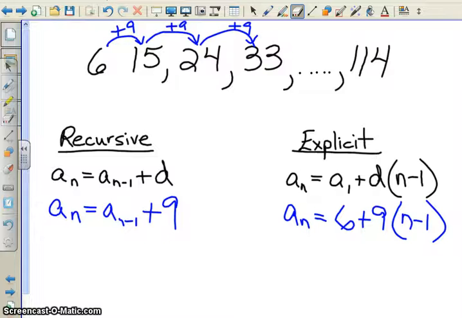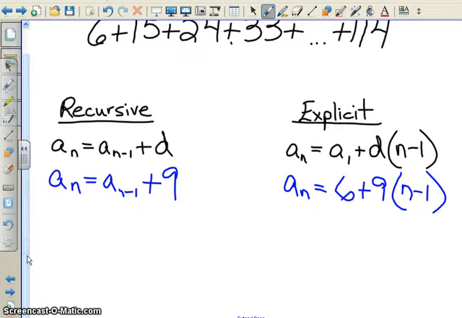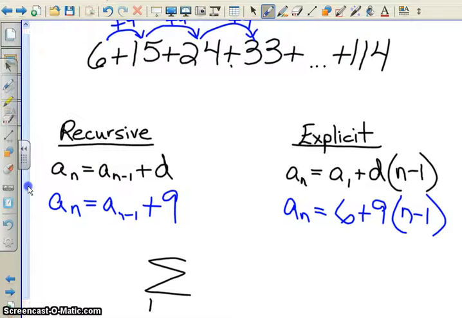Now I'm going to change this sequence into a series by putting plus signs between these terms. And let's write this series in summation notation. So there's my summation, starting with n equals 1. My explicit definition is going to come right over here. And now the only thing that I'm missing is the number of terms.